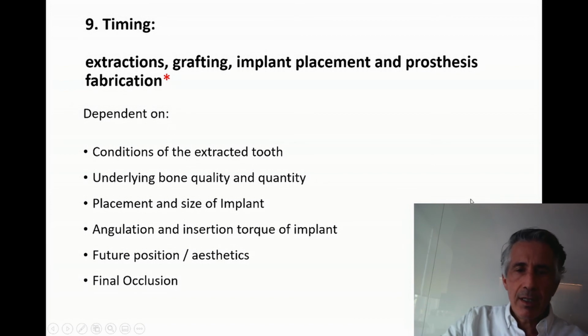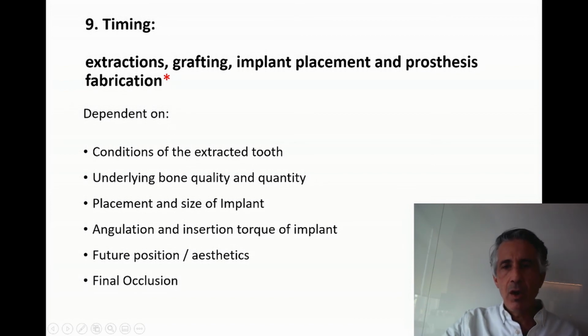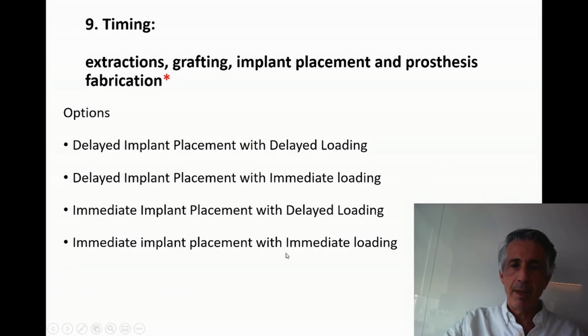So finally, I'm just going to look at one last item about extractions, and I'm going to go on to various scenarios, and this will repeat some of the things just so you get an idea of when and how. Extracting teeth, grafting sites, and placing implants and the final prosthesis depends on a lot of things: the tooth itself that you took out, the bone quality, the size, location, angulation of the implant, aesthetics, for example, and also the final occlusion.